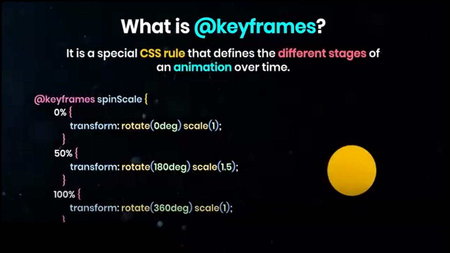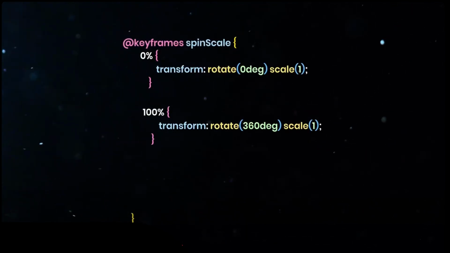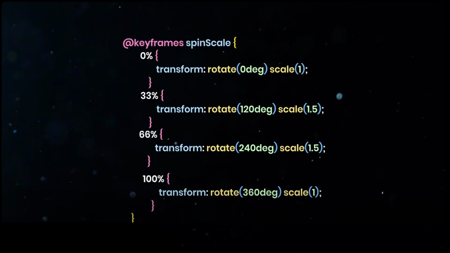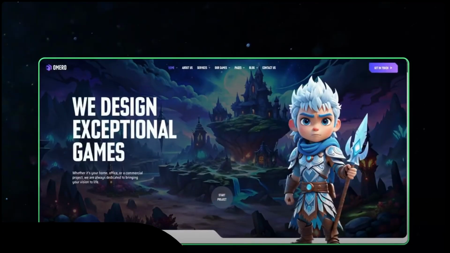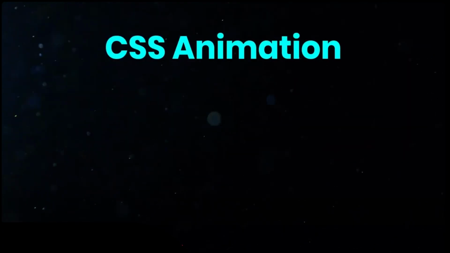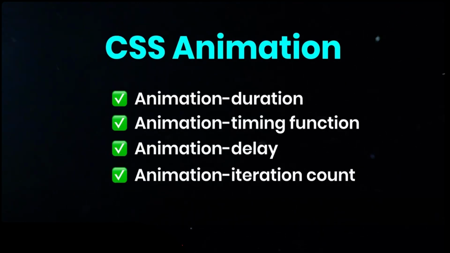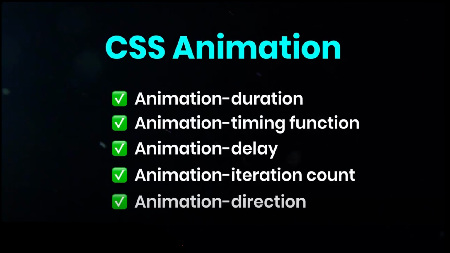It controls how an element looks at specific moments during the animation. Instead of just having a starting point and an ending point, keyframes lets you add multiple steps in between. This means you can create detailed, multi-step animations with full control. You can control the duration, timing function, delay, iteration count, and direction of the animation. In short, keyframes is the heart of CSS animations.